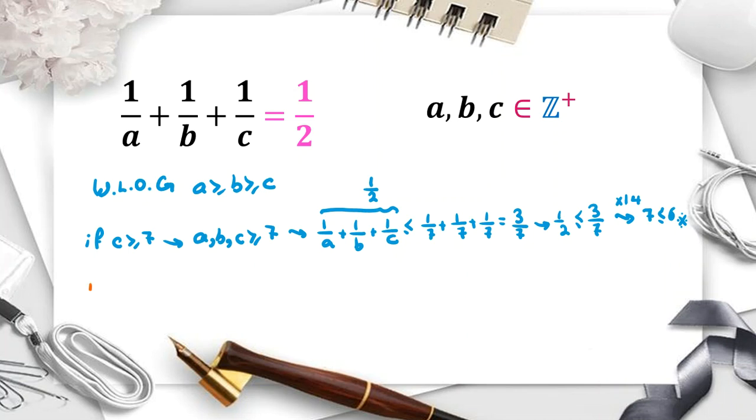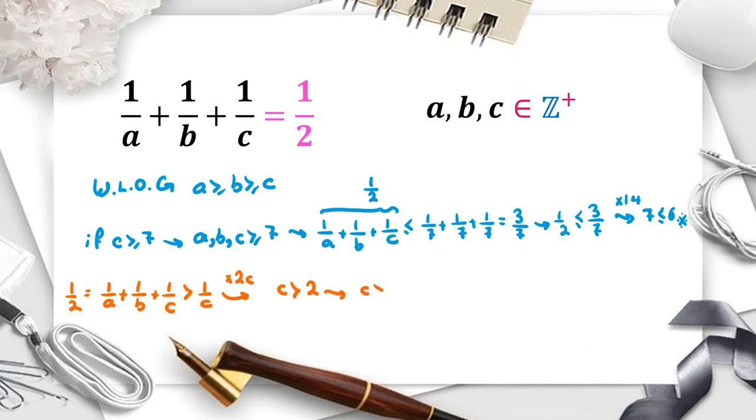Let's try from the first one. If c is 1, we want to reach a contradiction for 1 and 2. At first, I want to prove that 1 and 2 are not possible. Why? Because 1 over a plus 1 over b plus 1 over c, since 1 over a and 1 over b are positive, will be greater than 1 over c, and it is 1 over 2. So if you multiply both sides by 2c, then c will be greater than 2. So we conclude c cannot be 1 or 2.